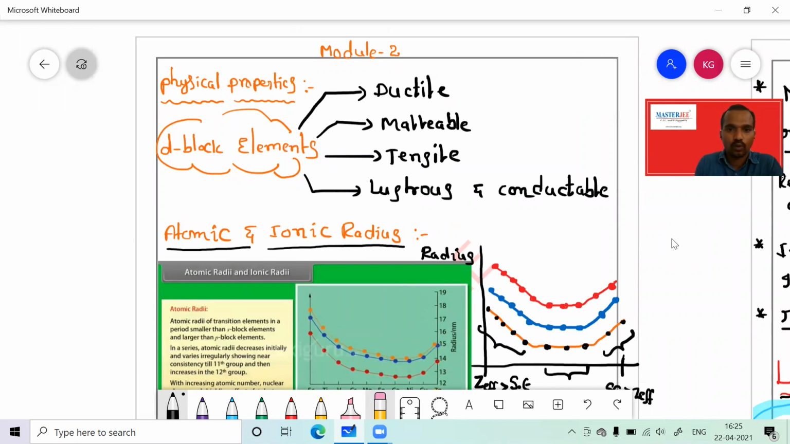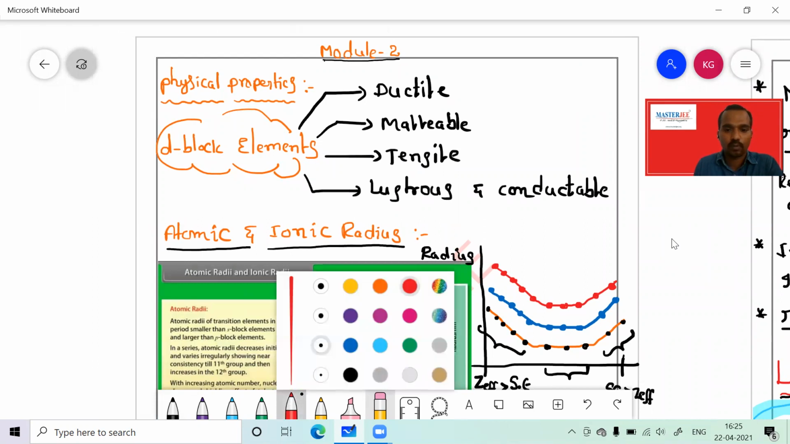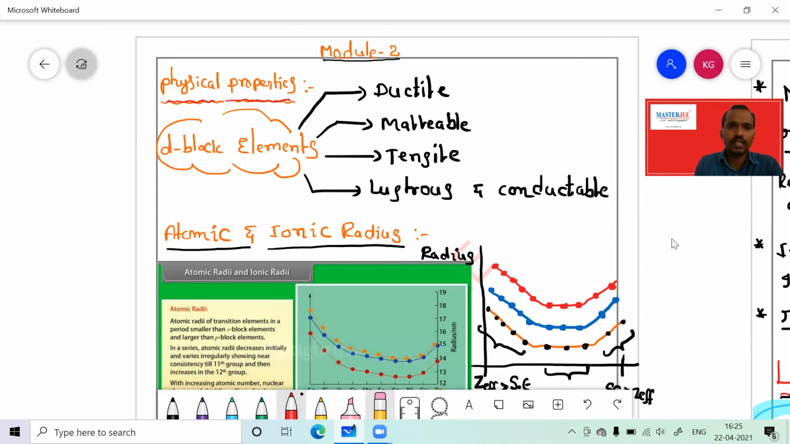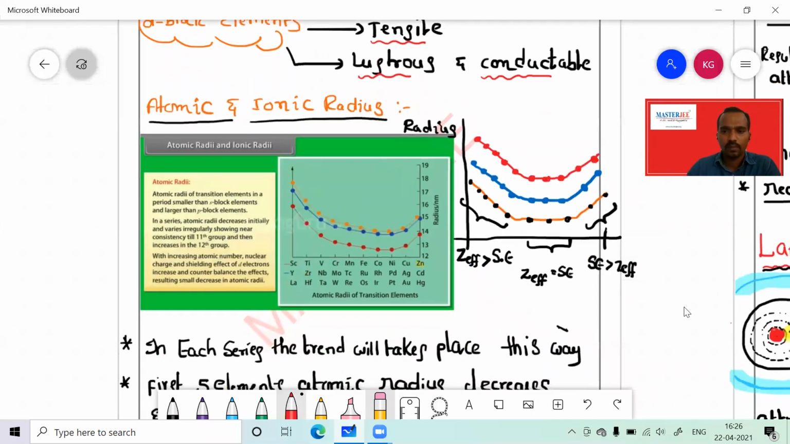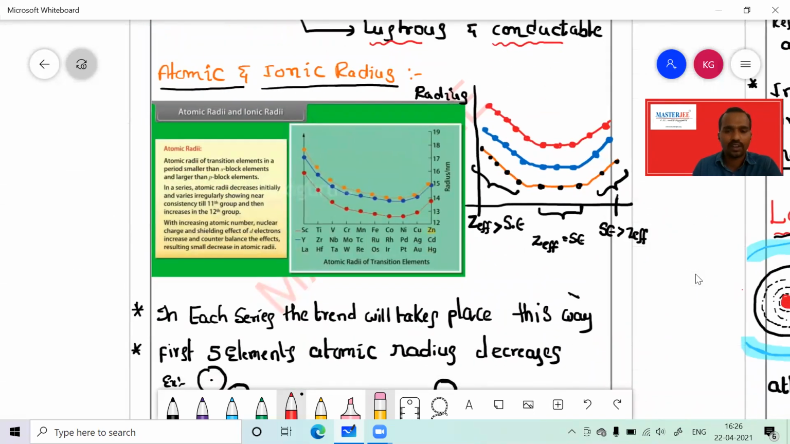So in the second module, we are going to discuss the physical properties. D block elements are generally ductile, malleable, tensile, lustrous, and conductible in nature. We know this from small classes onwards: the metallic characters, ductile, malleable, tensile, lustrous, and conductible.